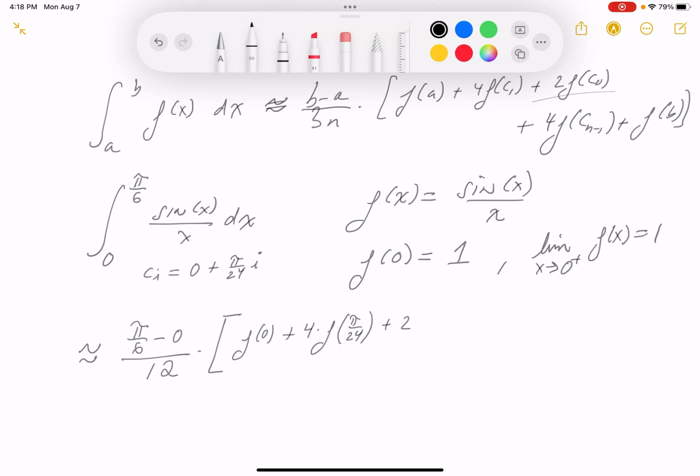Plus 2 f of, well, I'm doing number 2 now, so it's going to be pi over 12. Plus 4. Now I'm sorry, I said plus 4, I didn't write 4. It's going to be, let's see, 1, 2, 3 of these things. It's going to be pi over 8. Plus, all right, let's not get confused too much. We did 1, 2, 3. Now we're at 4. What's 4 going to give you? Pi over 6. It's the endpoint.